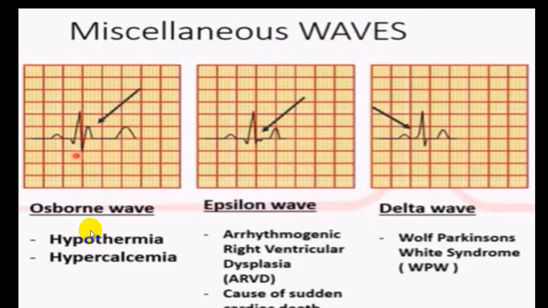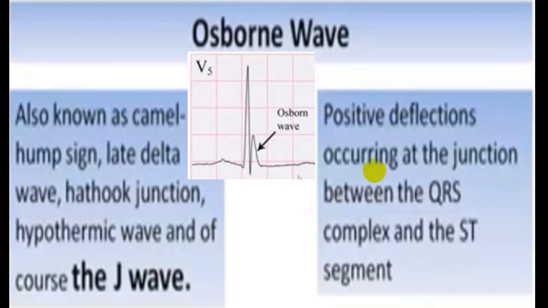Osborn wave you will get in hypothermia and hypercalcemia, quite commonly. Epsilon wave is characteristic of arrhythmogenic right ventricular dysplasia, which in short form we call ARVD. And delta wave is characteristic of WPW syndrome. The Osborn wave is also described as camel hump sign, late delta sign, or hat hook junction, also labeled as J point elevation. Osborn wave is seen in hypothermia and hypercalcemia.